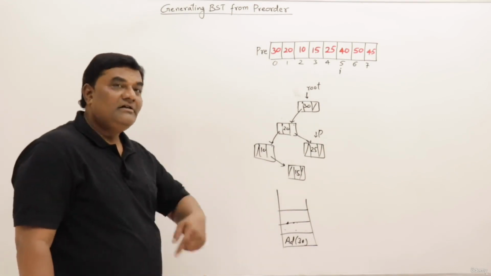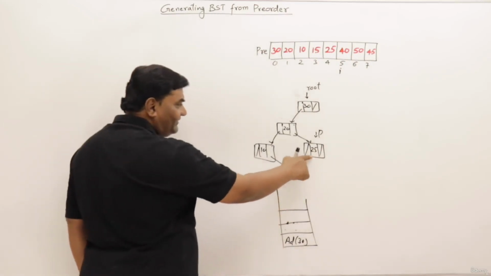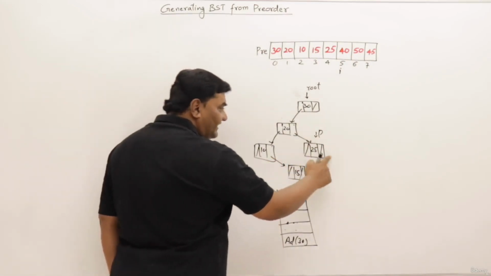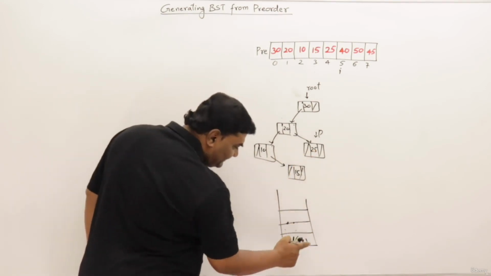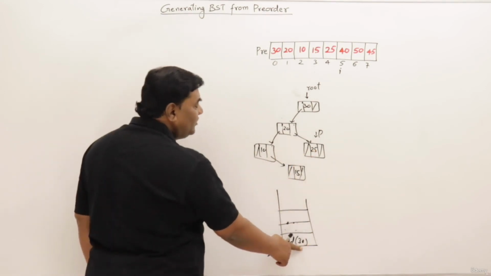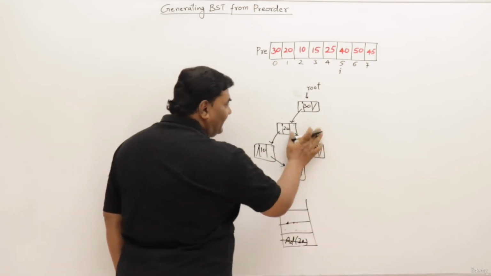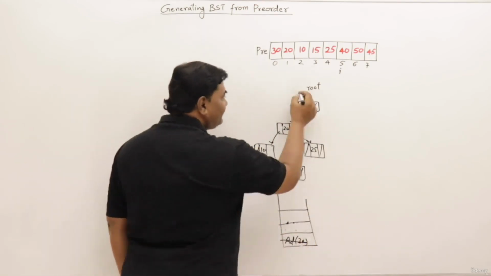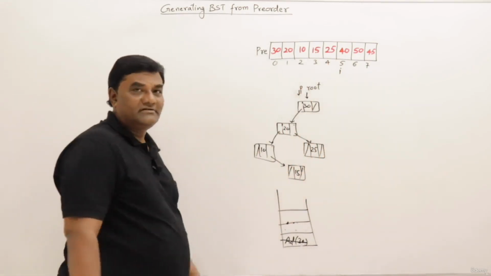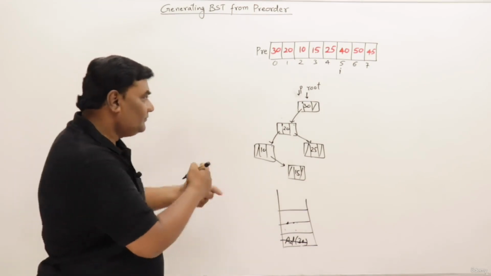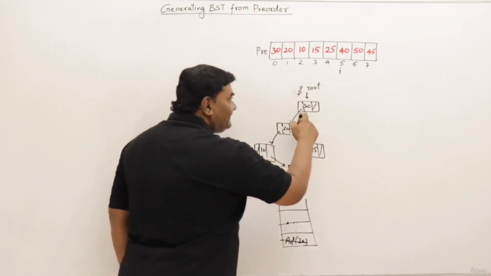Step completed. Repeat. 40. Is it less than 25? Current node is this one. No. Greater than 25? Yes. But is it lying in between 25 and this value 30? No. 40 is not lying in between these two. Then pop out this address and move P to that address. Don't move I. Let it be there only. Step is completed. Continue. 40. Is it less than 30? No. Is it greater than 30?